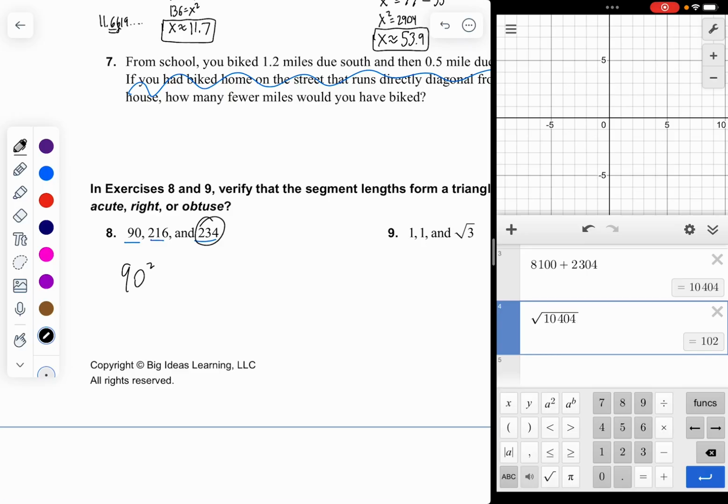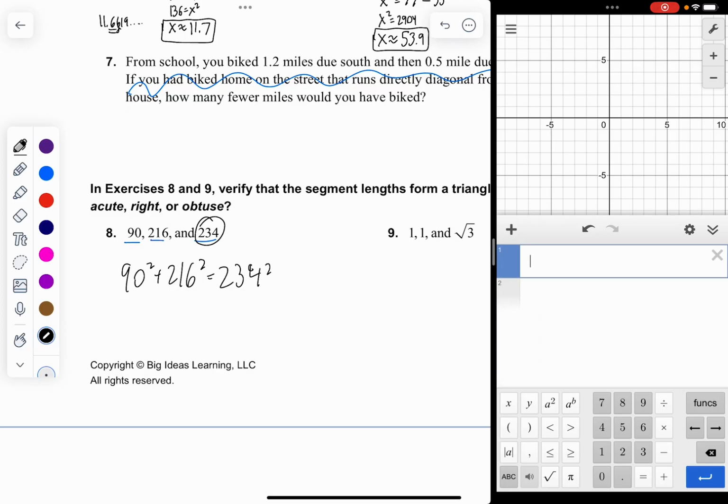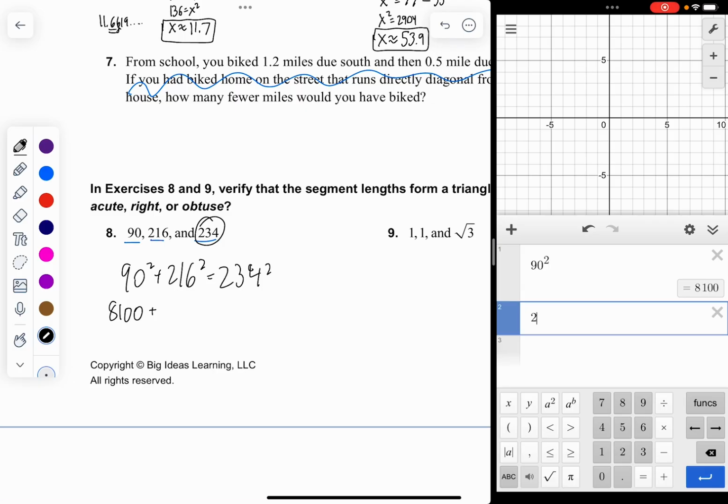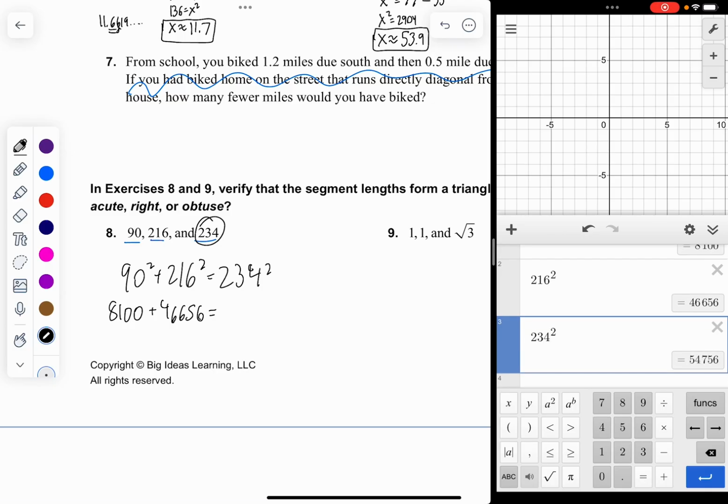So 90 squared plus 216 squared has to equal 234 squared. So get the calculator out and test this out. 90 squared, 8100. These are going to be some big numbers, but we can still test it out. Plus 216 squared. I always forget to reset the line right over here. 46,656. Equals 234 squared, which is 54,756.